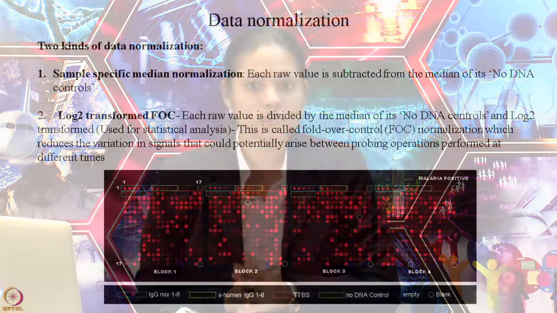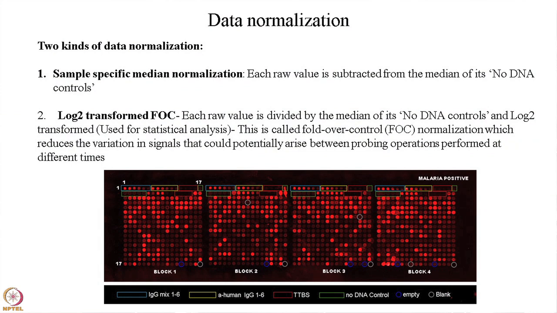Now there are two strategies I'm going to talk to you about today. The first strategy is basically a very simple normalization method, which we'll use only for visualization. For example, if you want to prepare heat maps, then we will use the first normalization method. However, if you want to perform statistical tests, then we will use the second kind of normalization, which I'll talk to you about. So let's first go through the first normalization method.